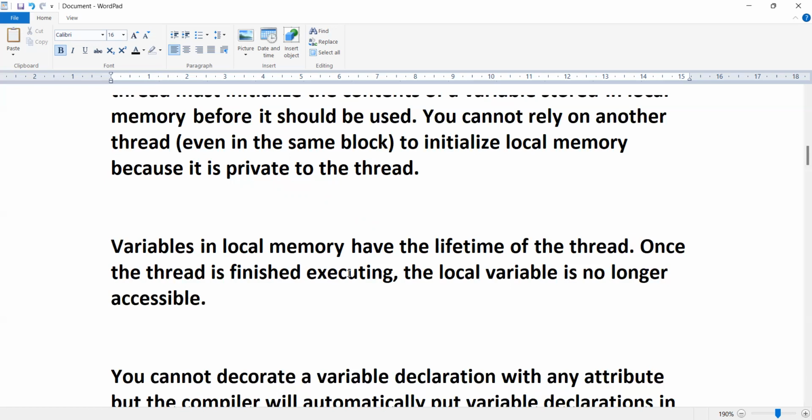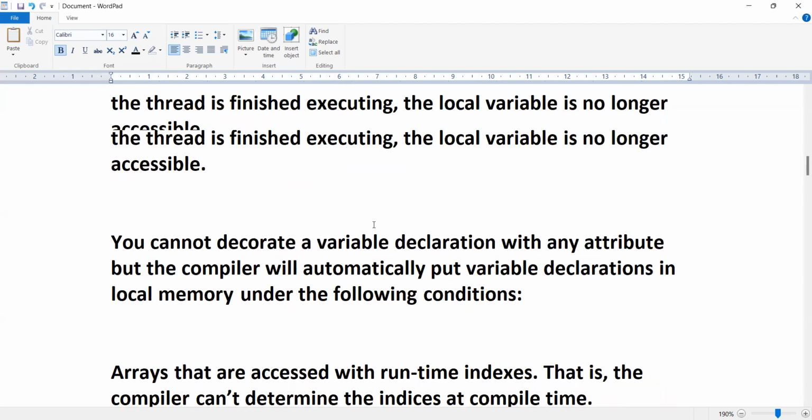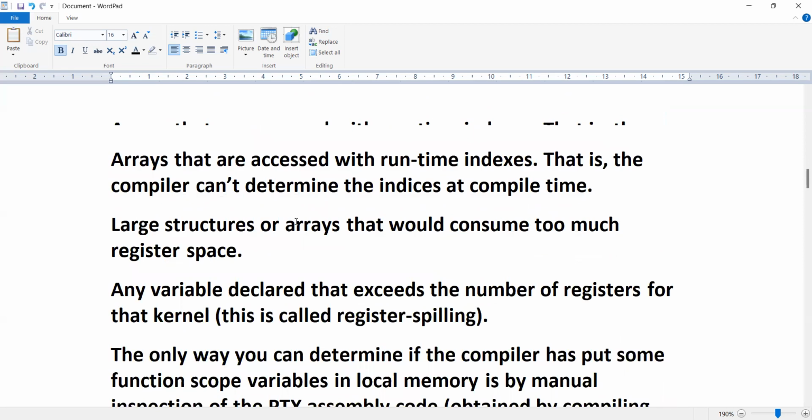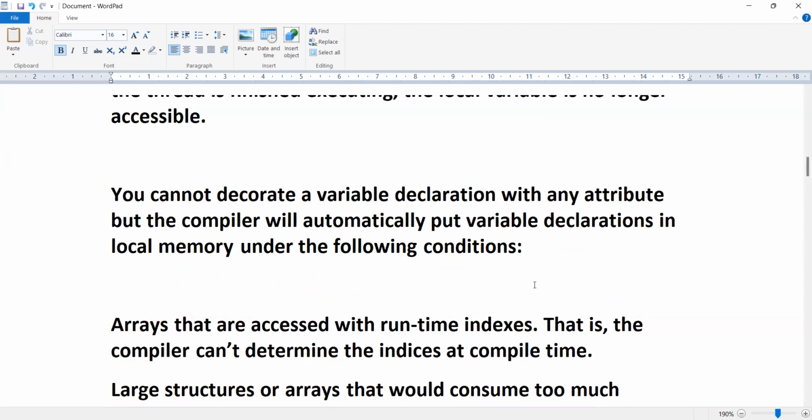Next, variables in local memory have the lifetime of the thread. Once the thread is finished executing, the local variable is no longer accessible. You cannot decorate a variable declaration with any attribute, but the compiler will automatically put variable declarations in local memory under the following conditions.